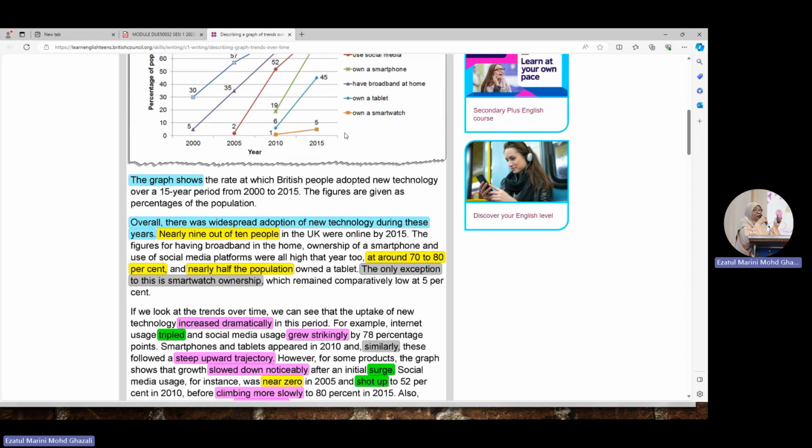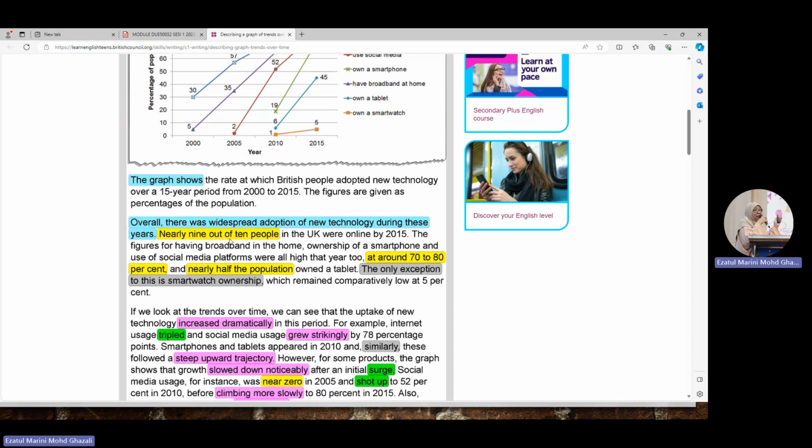All right. The graph shows the rate at which British people adopted new technology over a 15-year period from 2000 to 2015. The figures are given as a percentage of the population. It doesn't explain more on the x-axis and also the y-axis.